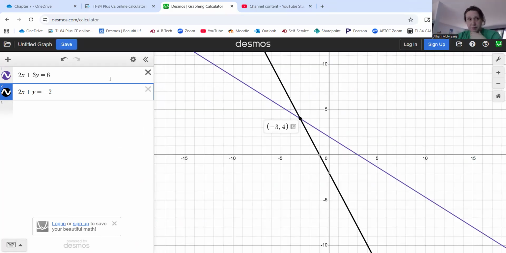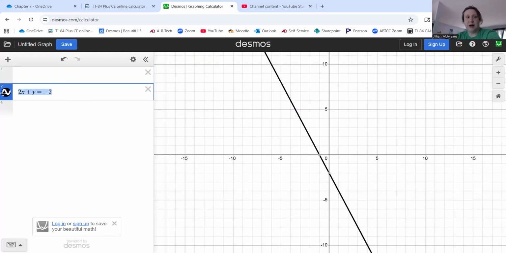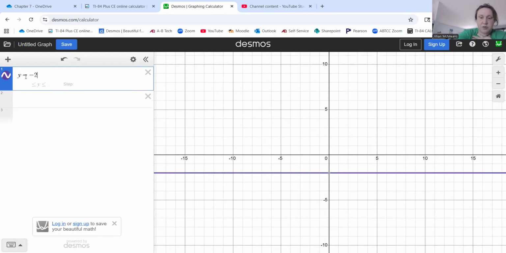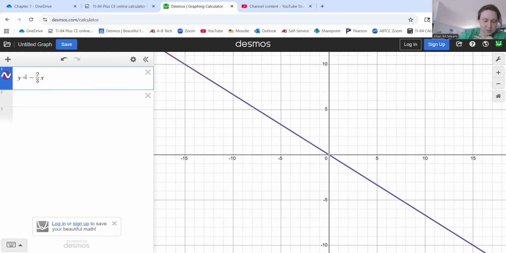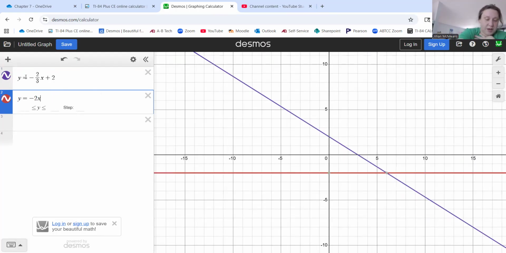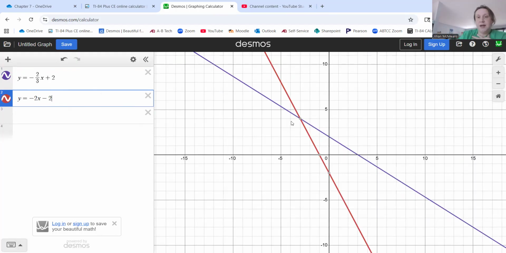Now, just to prove a point to you, if you wanted to, you could graph the equations in slope-intercept form. So we had y = -2/3 x, I don't remember what it was. Hold on. My phone, okay. We had y = -2/3 x + 2. And then we had y = -2x - 2. And we can see here that even though we graphed a different format, they're really the same exact equations and they have the same solution.